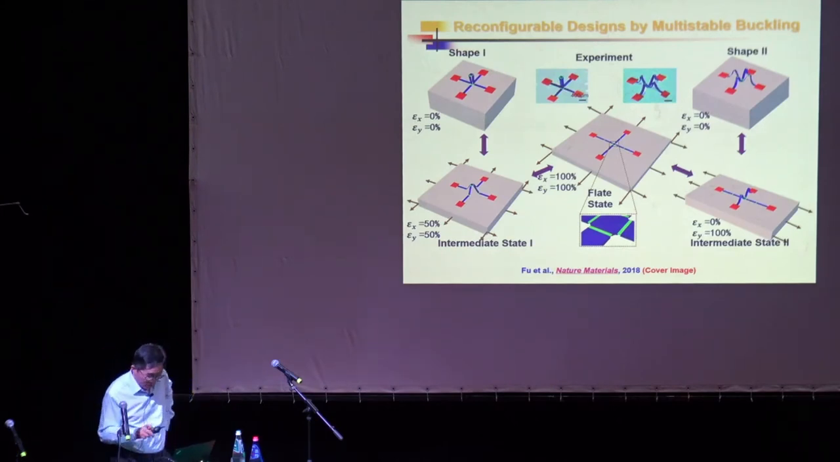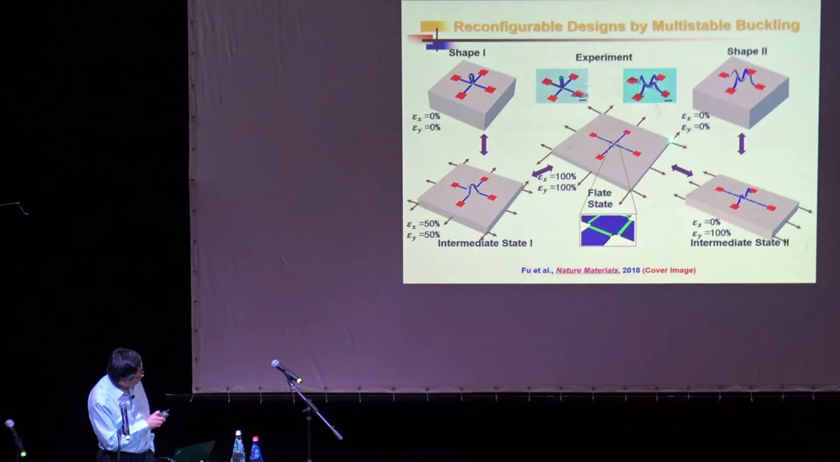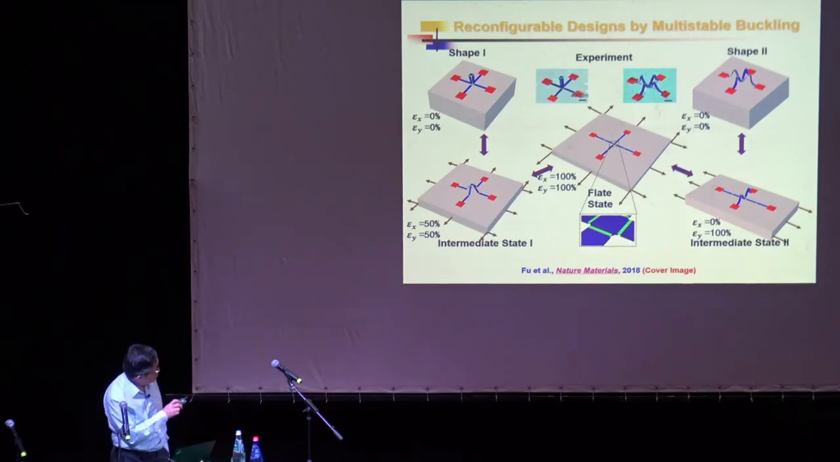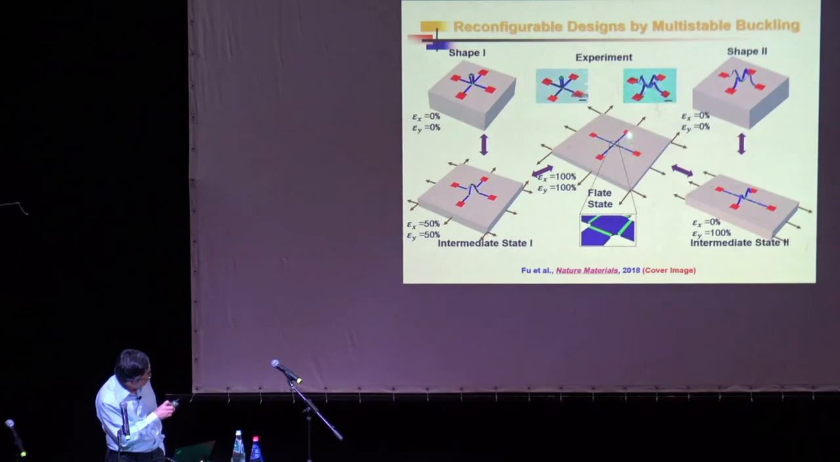Let me illustrate this for you. Look at the picture here. This is a substrate, the transparent substrate. It is being stretched 100% in both x and y. And on top, we put these two-dimensional ribbons. See the blue color here? Those are the two-dimensional ribbons. And red are the bonding sites.